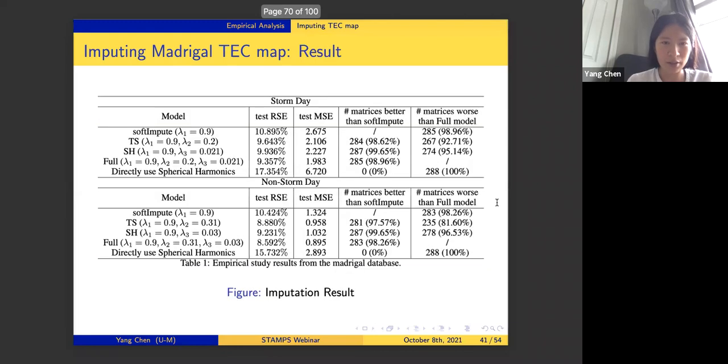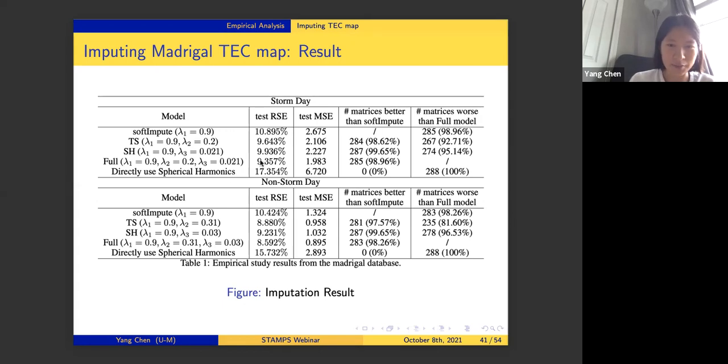observed pixels. So here's the bunch of results that we get on a storm day, that's the top panel, and then on a non-storm day, that's the bottom panel. The first row is the self-imputed LS result. The second row is the temporal smoothing model. The third row is the model with the auxiliary data, and this fourth row is the full data result. And this is the benchmark from the state of the art in the space-time field, directly using spherical harmonics fitting.